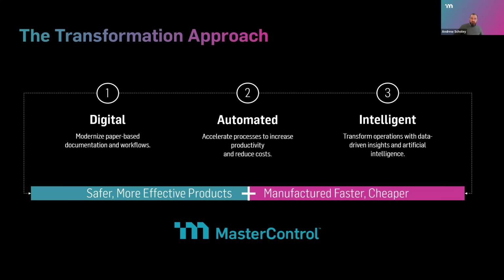We help our customers do this through what we call our transformation approach. Number one: if your paper-based or legacy systems are holding you back, first of all, we help you to digitalize. Then, if your operations within those processes are slowing you down, we help you to automate and streamline those to increase productivity and reduce costs.